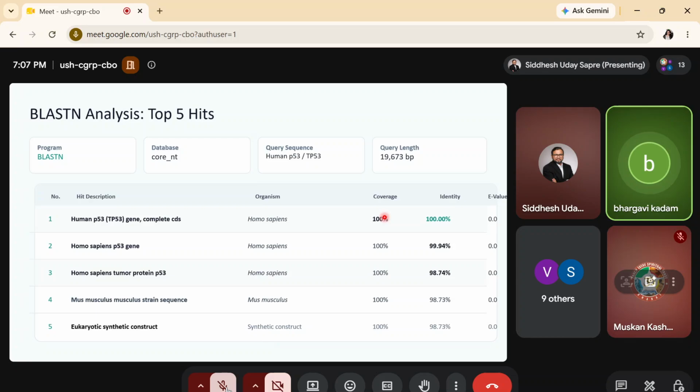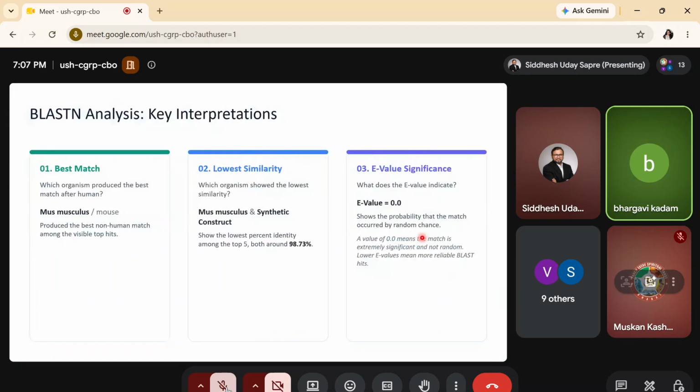Then we had percent identity. It shows how similar the sequences are. The higher values indicate higher similarity. And then we had e-value. The e-value represents the probability that the match occurred by chance, so the lower values are better. So, next point, next slide.